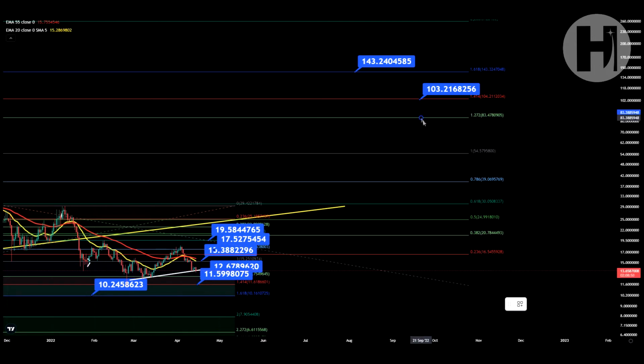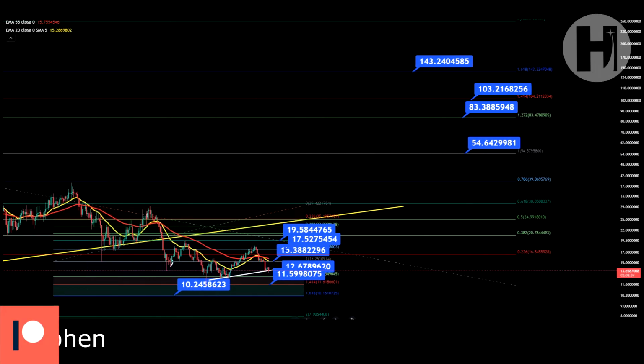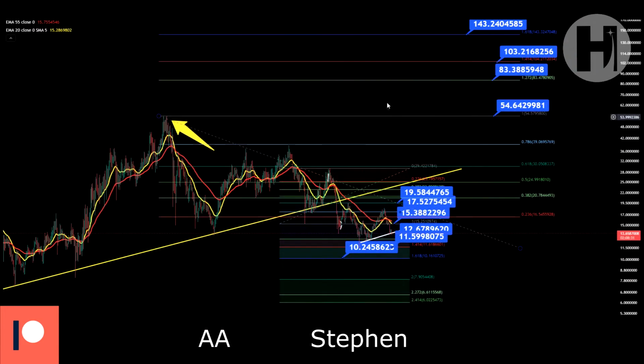$103. Okay, the 1.272 is at $83.50. And the first fib level, or the all-time high, obviously is here at $54.50. So those are the levels that you want to target.